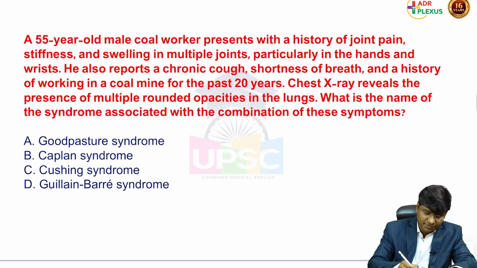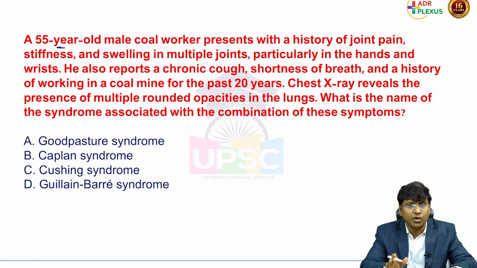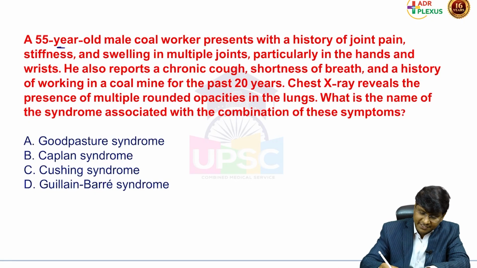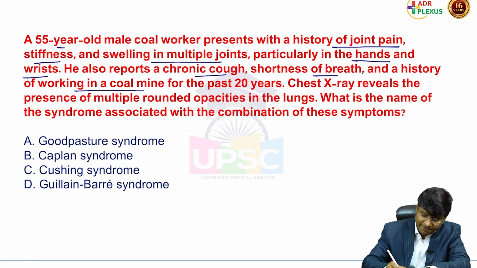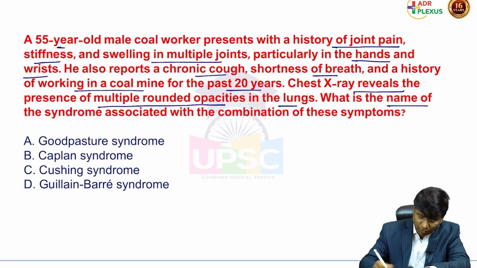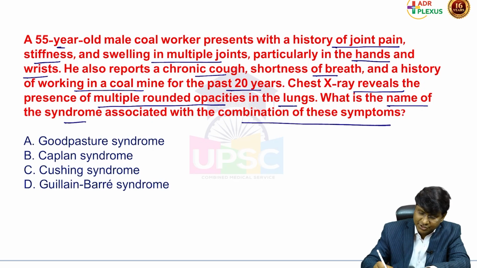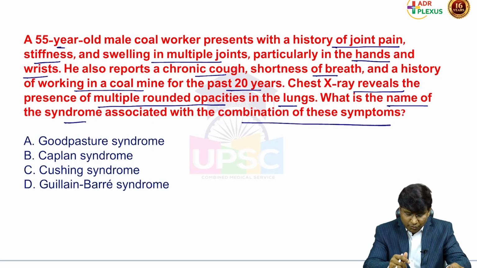If you see the next question, we have a 55-year-old male coal worker who presents with a history of joint pain, stiffness, and swelling in multiple joints, particularly in the hands as well as the wrist. He also reports a chronic cough, shortness of breath, and a history of working in a coal mine for the past 20 years. Chest X-ray reveals the presence of multiple rounded opacities in the lungs. What is the name of the syndrome associated with a combination of these symptoms? Goodpasture, Kaplan, Cushing syndrome, Guillain-Barré syndrome.